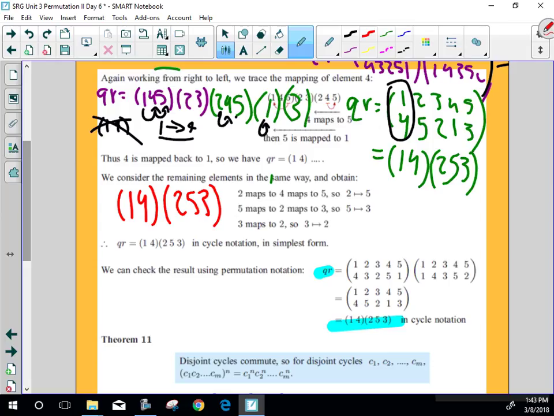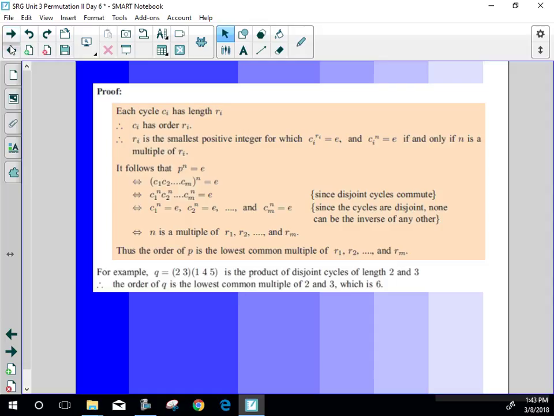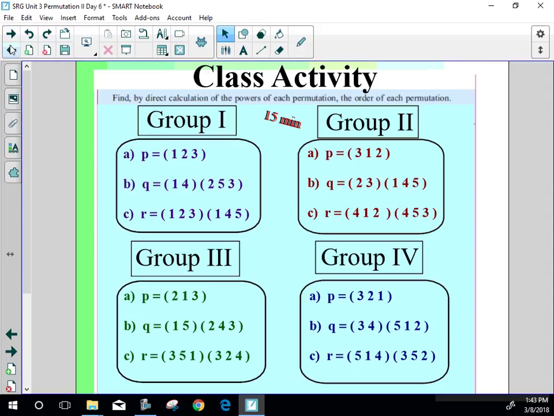So take a look at the example, and then we'll work in groups to look at the theorems, and then you're going to be able to work on the problems that are assigned at the end.